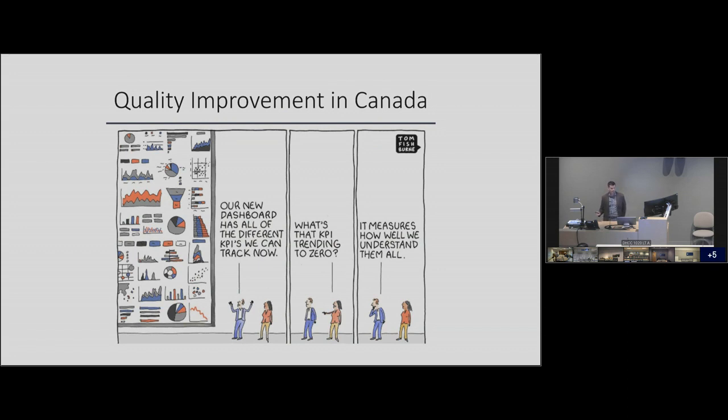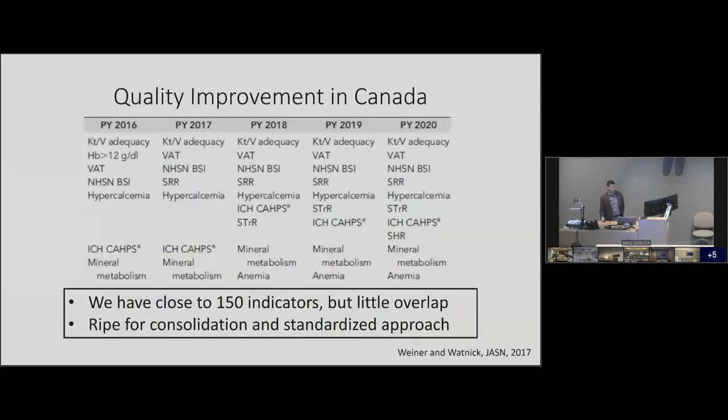What's that indicator at the bottom right corner there, tracking to 0? It's how well we understand them all. And this is important because tracking all these indicators costs a lot of money. In the US, this is $40,000 per physician. I don't think it's as high here, but we're doing a lot of measurement and maybe not necessarily a lot of improvement work, not testing a lot of changes for some of the reasons I explained earlier.